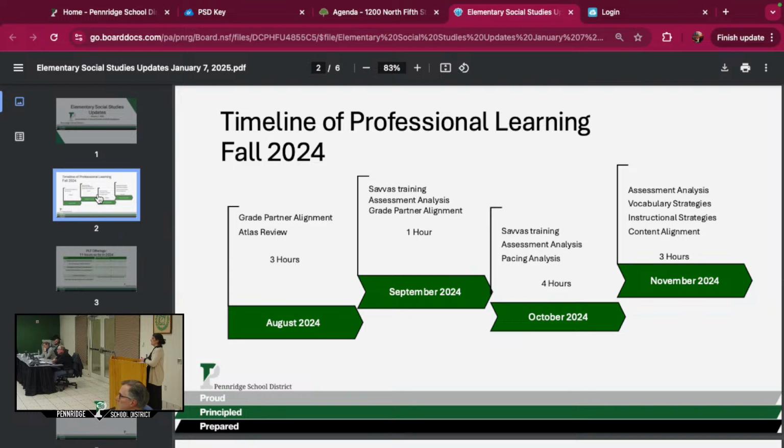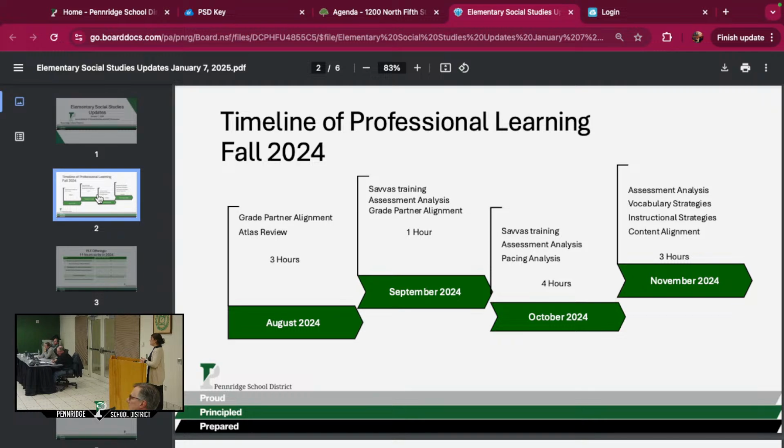Then in October we had 4 hours of training. We again had a session with the trainers from Savvis. Then we again did assessment analysis, and we did a pacing analysis as well. In November, we did, again, assessment analysis. It is a bigger job than you would think. The tests are already done for us, yes, but then we have to look at how those assessments are driving our instruction. And so that's why we're doing so much analysis there.